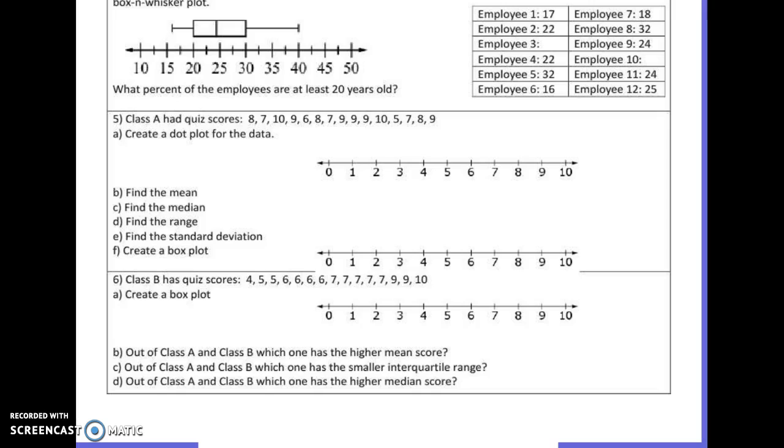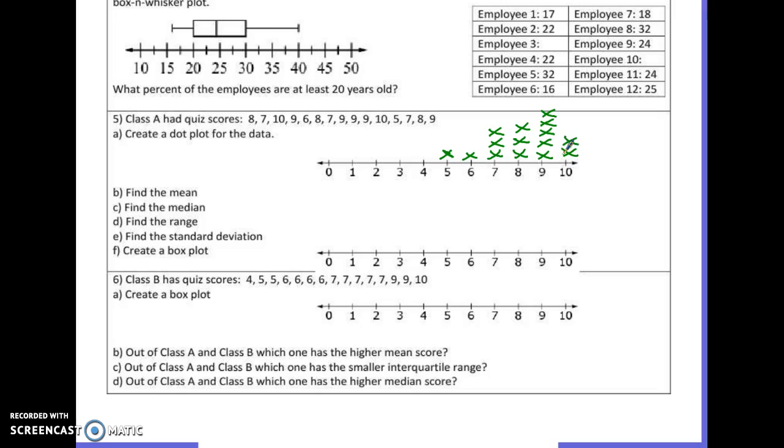So the next part says Class A had quiz scores given. Create a dot plot for the data. A dot plot is not a box and whisker. A dot plot is when we just mark each of the numbers. So there's 1 5. I'm going to put X's to mark it. There's 1 6. There's 3 7s. There's 3 8s. So the dot plot should be a piece of cake. There's 5 9s. And there's 2 10s.